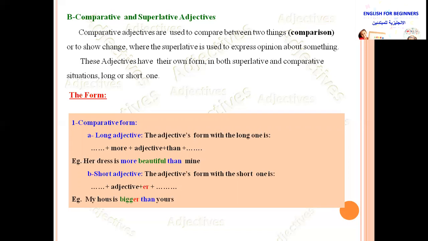For the short adjective, we have the adjective plus er, which means we need only to add the letters er, like my house is bigger than yours. My house is bigger than yours. Here I double the letter G, which is another rule that I will show you next. My house is bigger than yours.